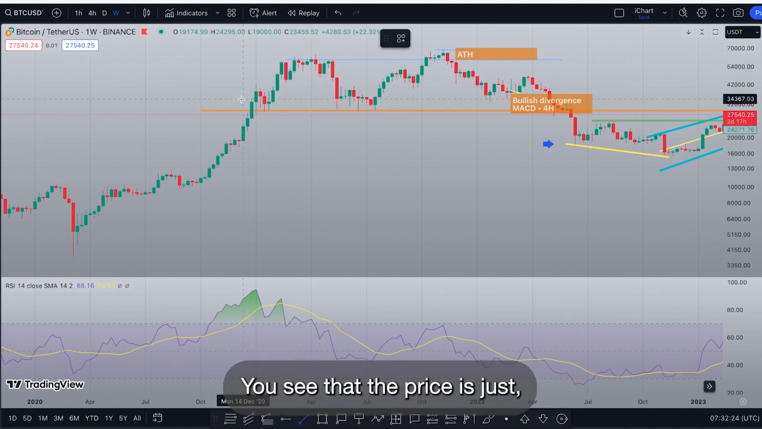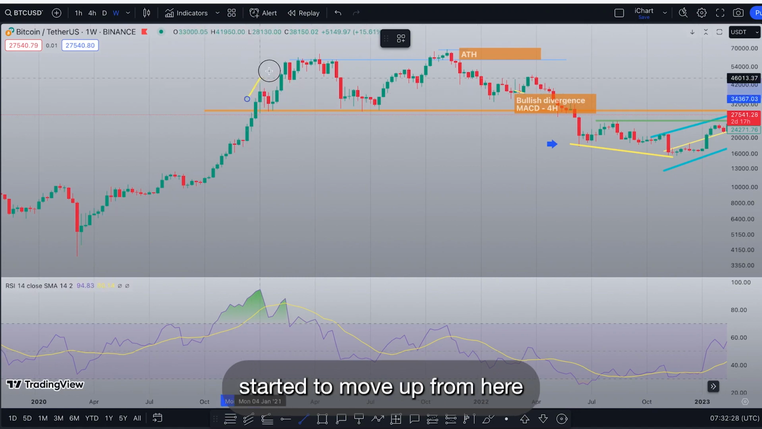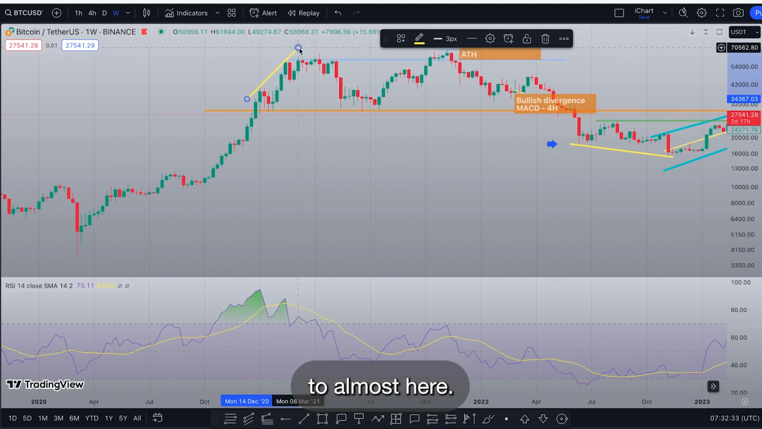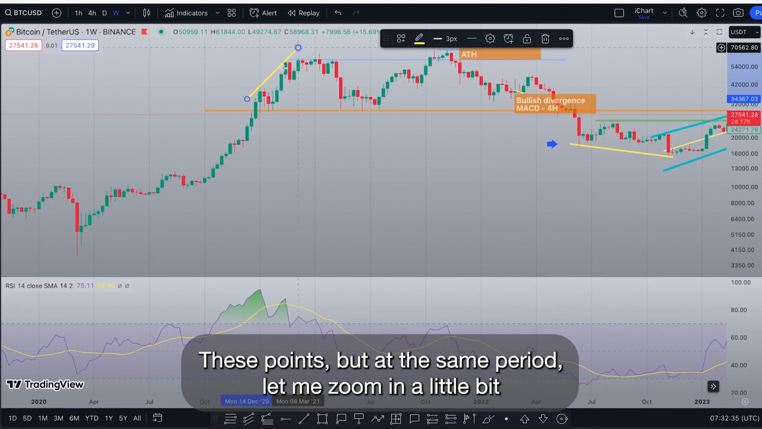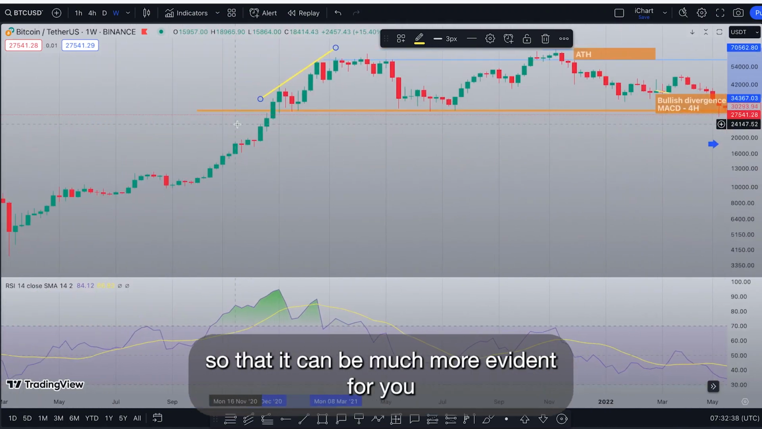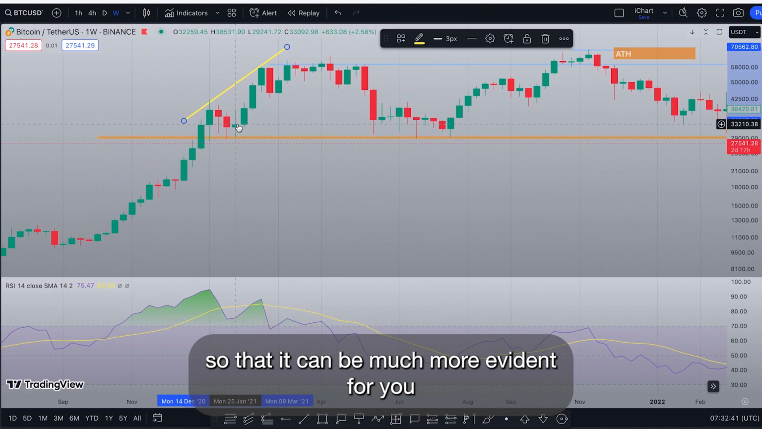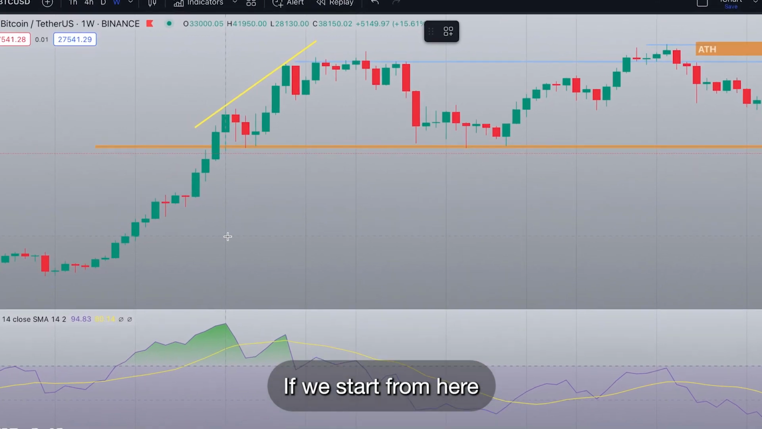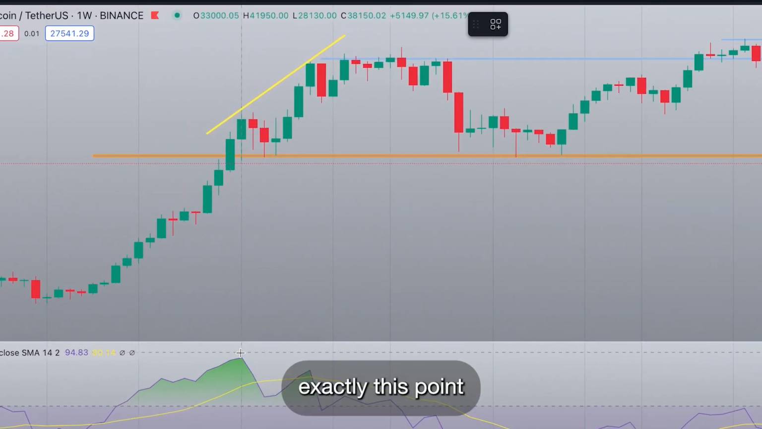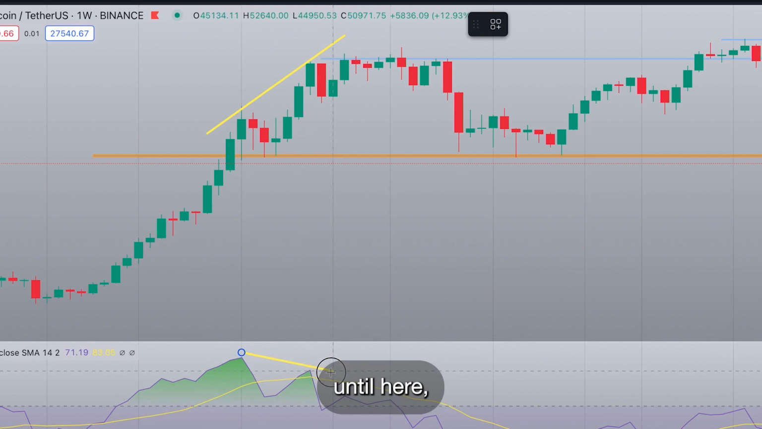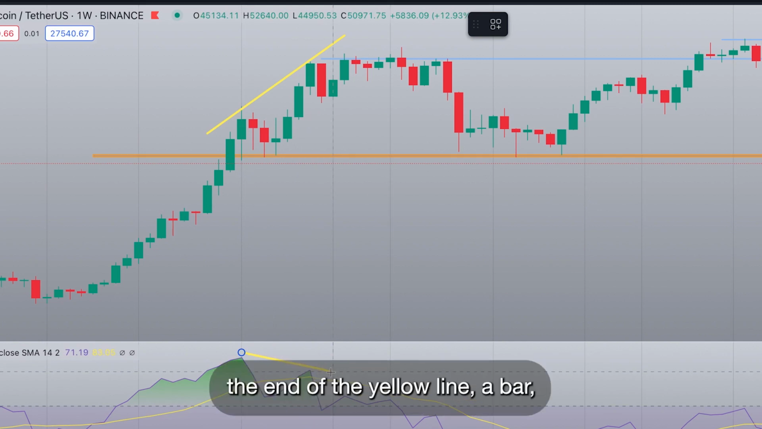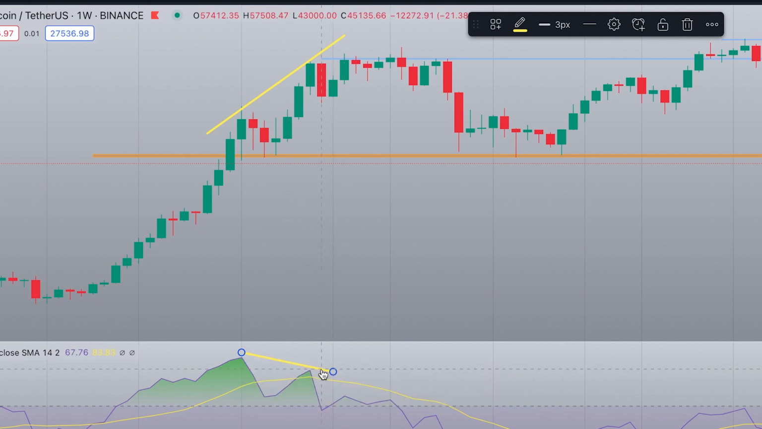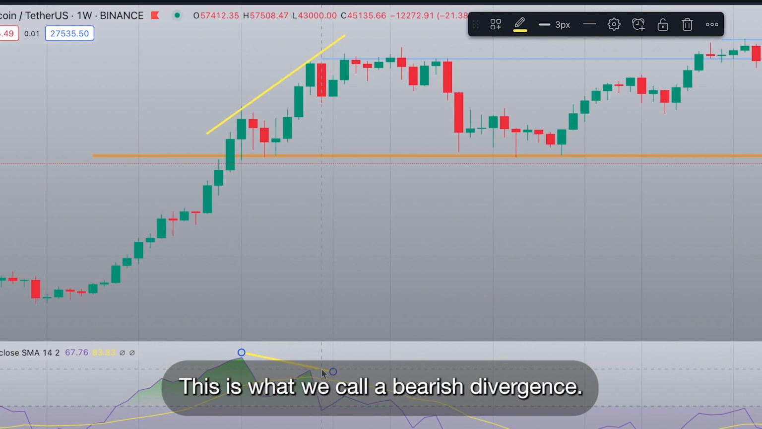You see that the price just started to move up from here to almost here, in these points. But at the same period, let me zoom in a little bit so that it can be much more evident for you. At the same period, if we start from exactly this point until here, the end of the yellow line above, this trend line can be drawn. This is what we call a bearish divergence.